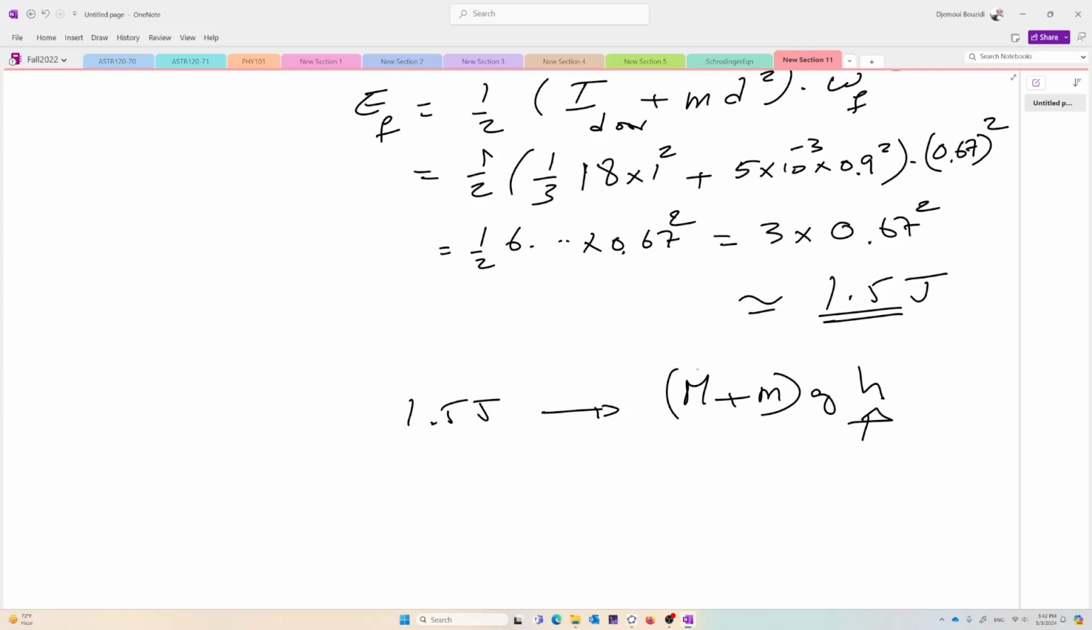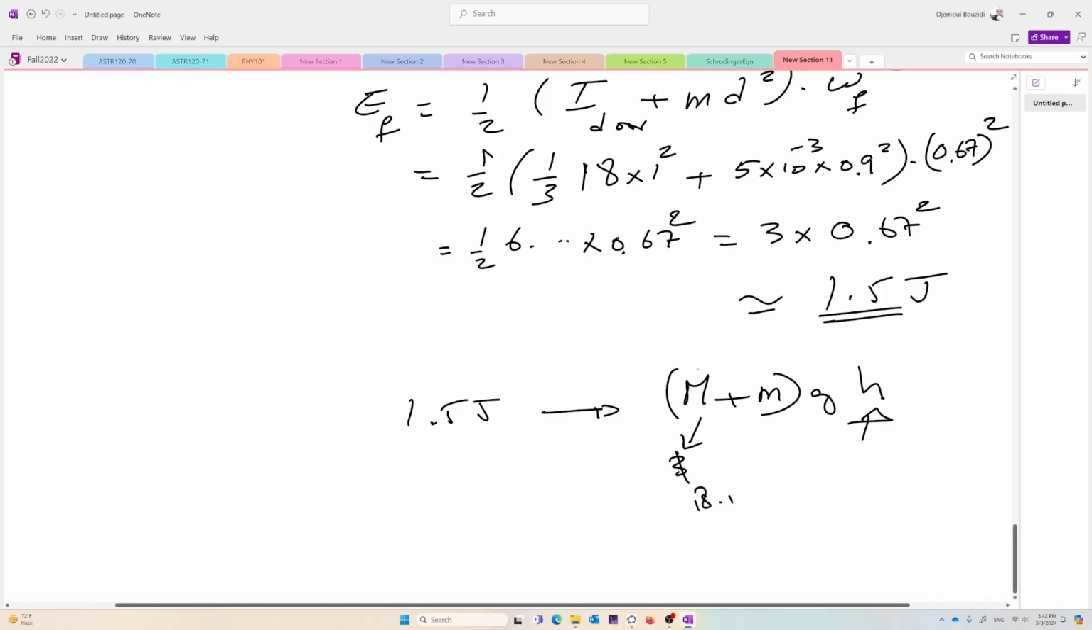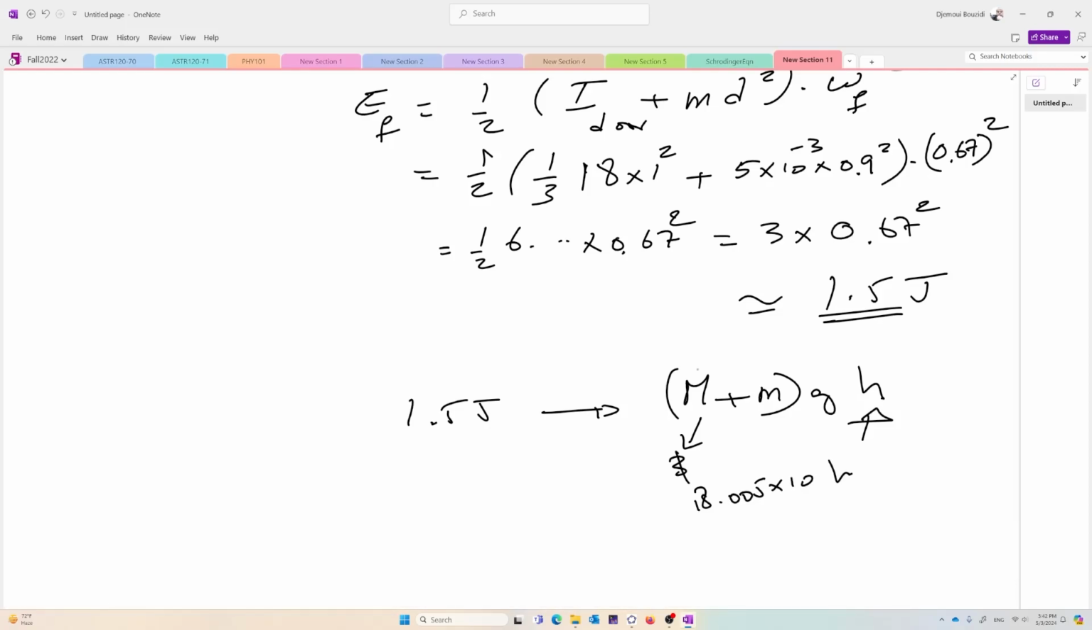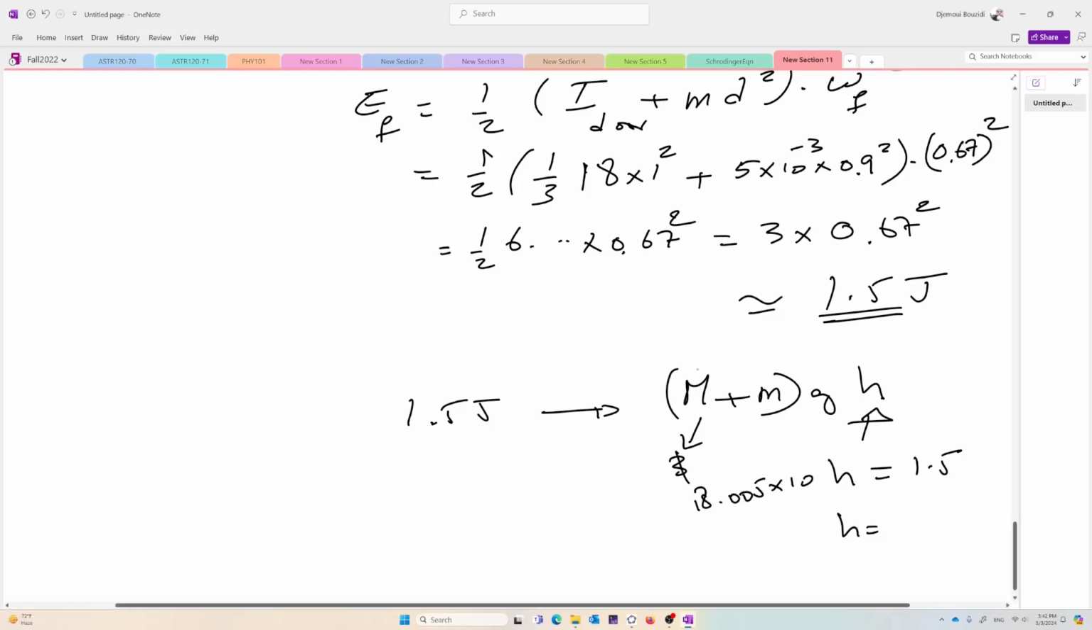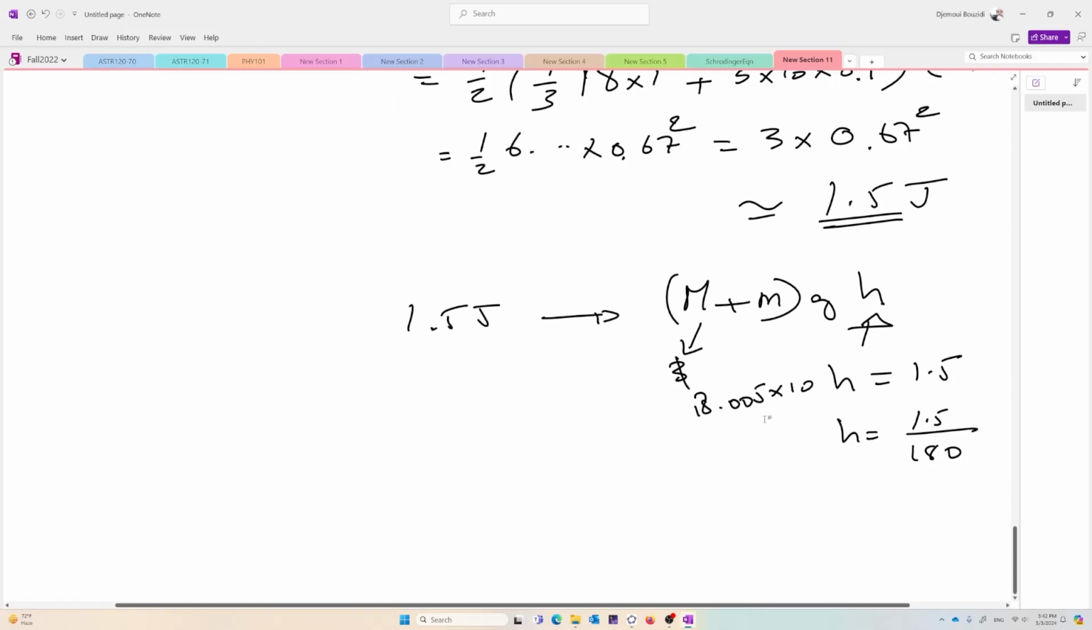It's not going to move much, honestly, because of the fact that the mass of the door is, how much was it? Was it 38 or 18 kilograms? Plus a tiny fraction, which is 0.5, so it's still 18, times g, which is 10, times h. This whole thing is about 1.5. Obviously, h is going to be 1.5 divided by 18 times 10, that's 180. So it's going to be a fraction of a millimeter, probably, maybe not even a centimeter.